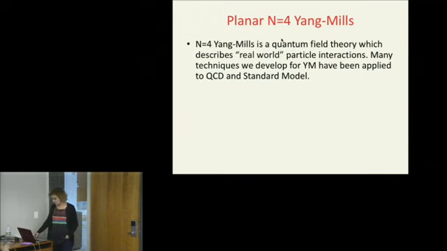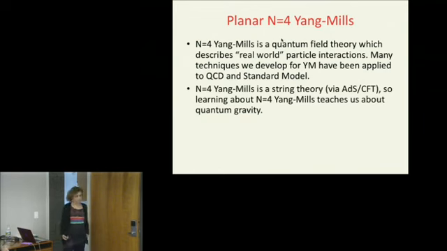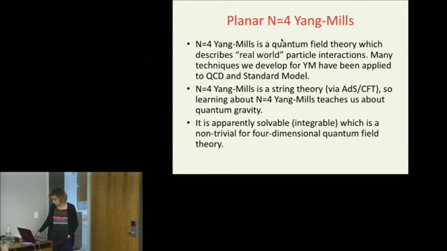So that's number one. Number two, the reason for studying N=4 Yang-Mills theory: it's a string theory via AdS/CFT. So learning about N=4 Yang-Mills theory teaches us about quantum gravity. And finally, it is an apparently solvable or integrable theory, which is a nontrivial statement for a four-dimensional quantum field theory. Certain quantities in this theory have been computed to all orders in the coupling constant. So again, hopefully that's enough motivation for why we study N=4 Yang-Mills theory.